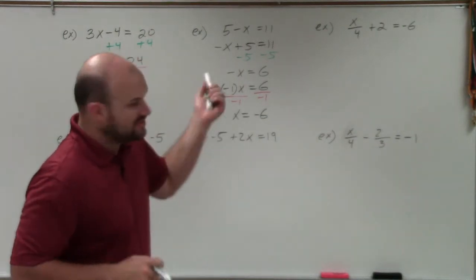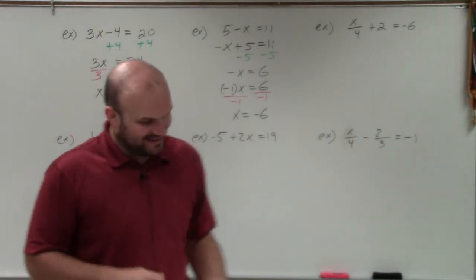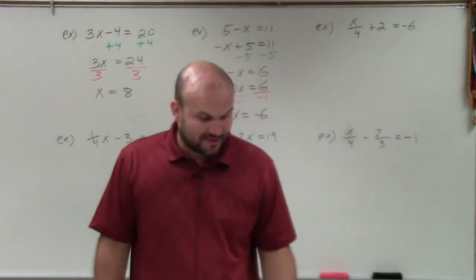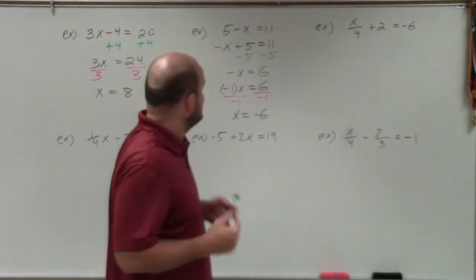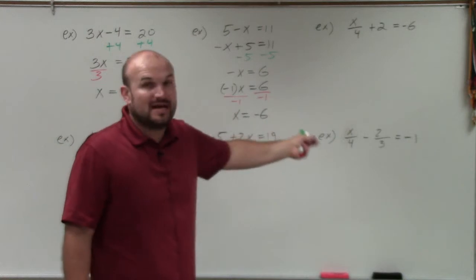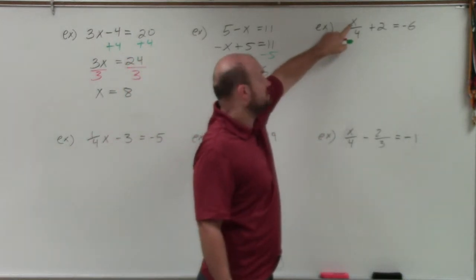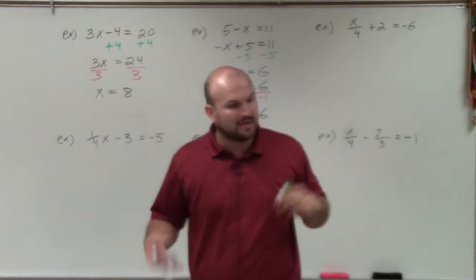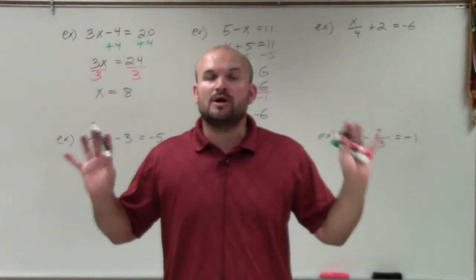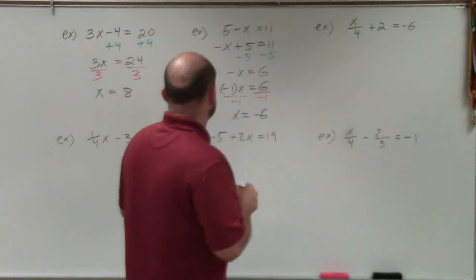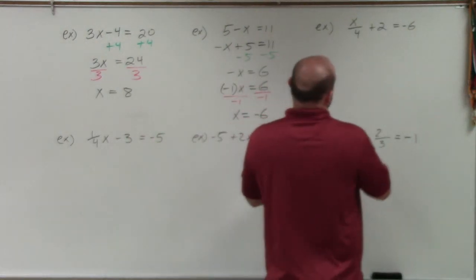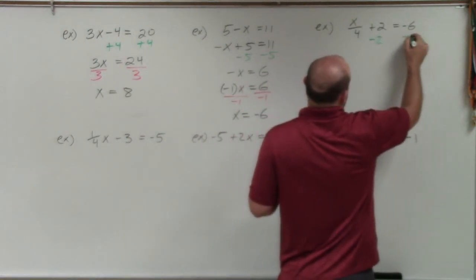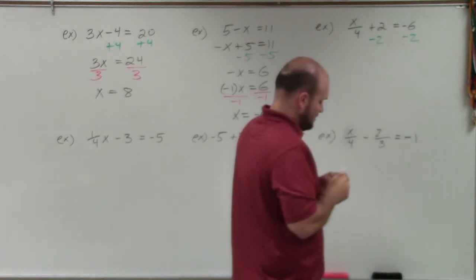All right, on to the next one with some fractions. The cool thing about a problem with fractions here is we don't really need to worry about our fractions yet. Here's my variable x I'm solving for. It's being divided by 4, and it's being added by 2. Again, first thing, what do we always undo? We always undo addition and subtraction first. So I'm not even going to worry about my fraction right now. I am just going to undo adding 2, which tells me to subtract 2.